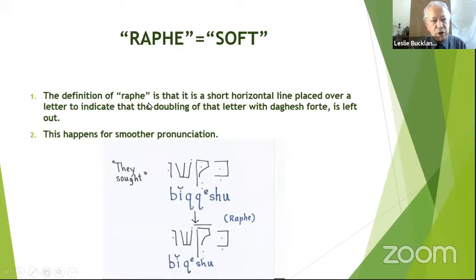So the definition of rafe is that it is a short horizontal line placed over a letter to indicate that the doubling of that letter with dagesh forte is left out. So no more dagesh forte in this. This happens for smoother pronunciation.